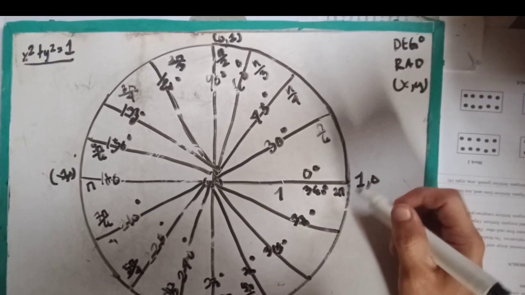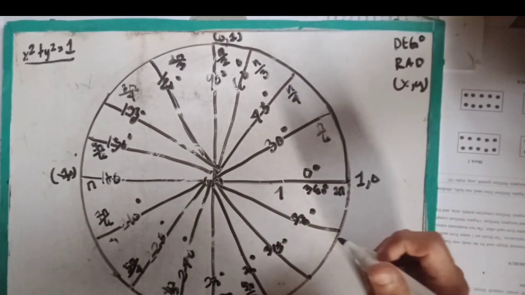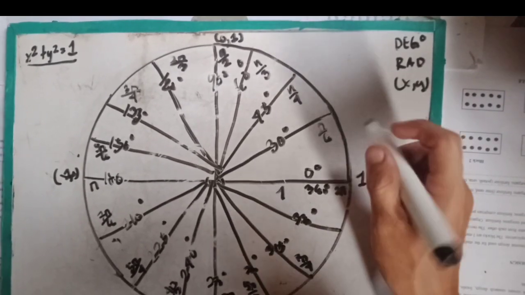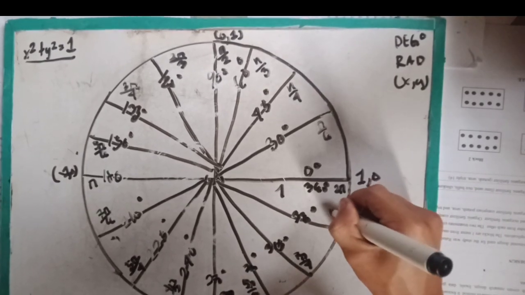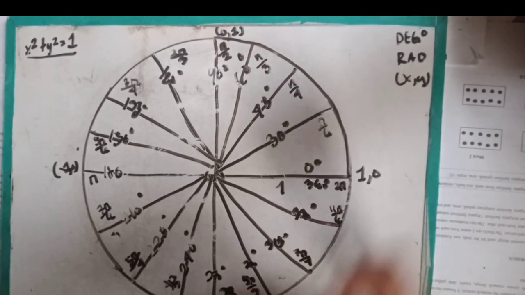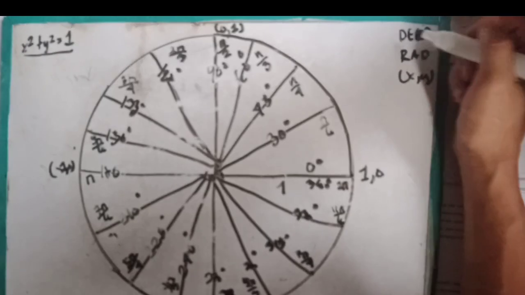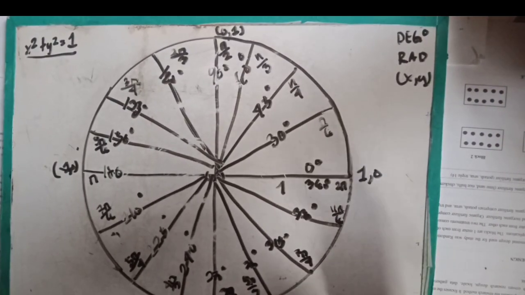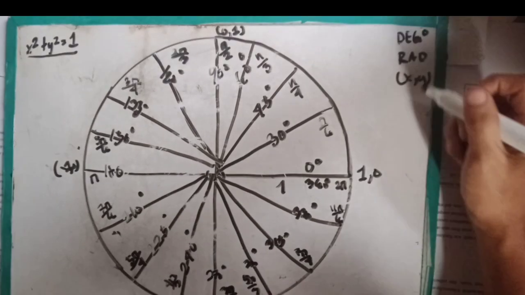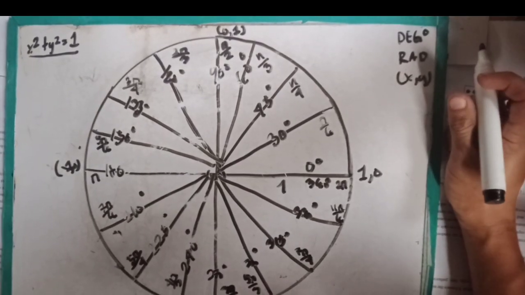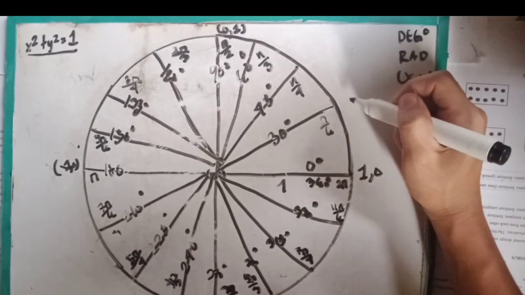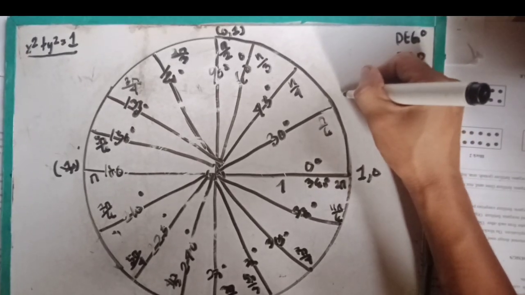Then 2 pi minus the value here is equal to 7 pi over 4. So it is 7 pi over 4. Then lastly, 2 pi minus pi over 6 is equal to 11 pi over 6. So now we have the values of degrees and radians. So after having the values of degrees and radians, we can now move to finding the value of x and y coordinates. So this 30 degrees, the value of x and y coordinate is equal to 3 pi.